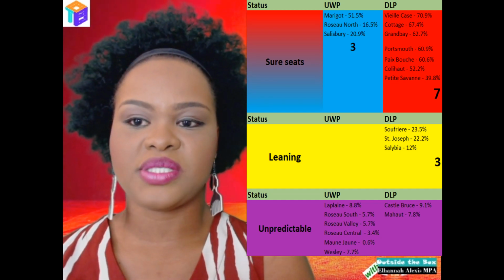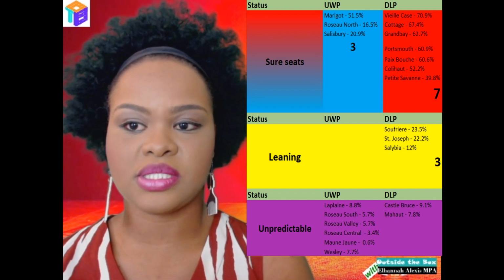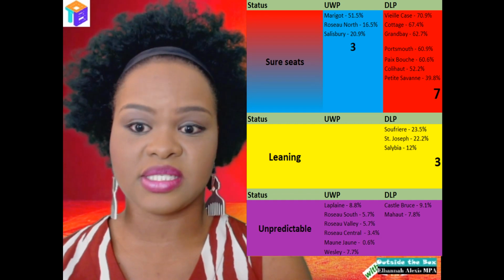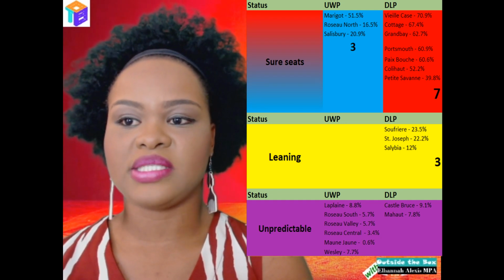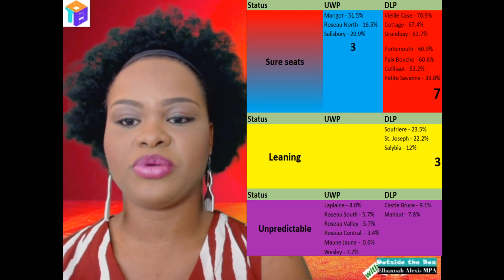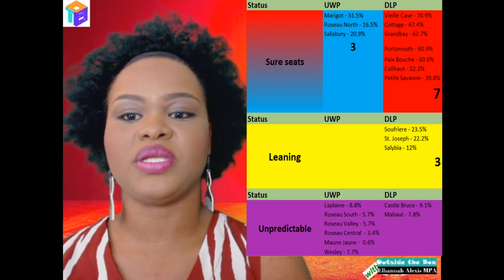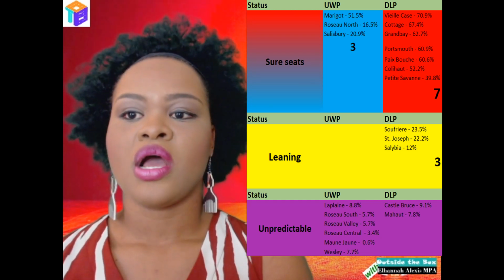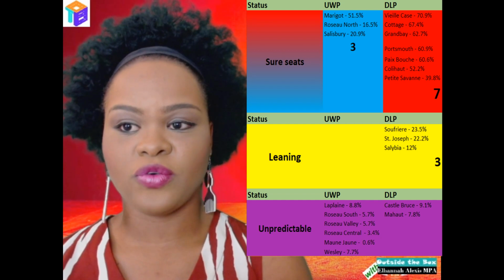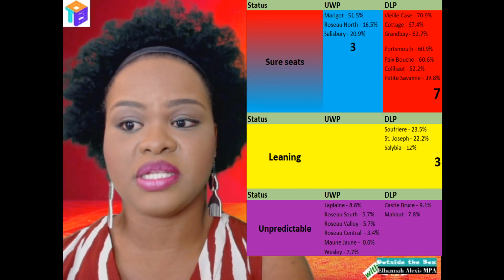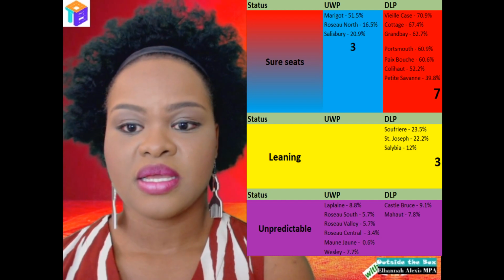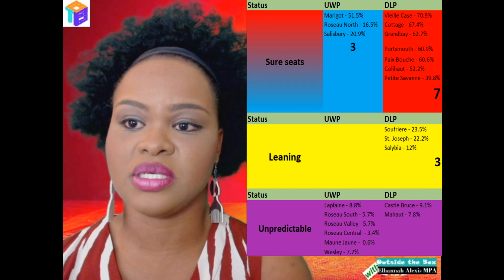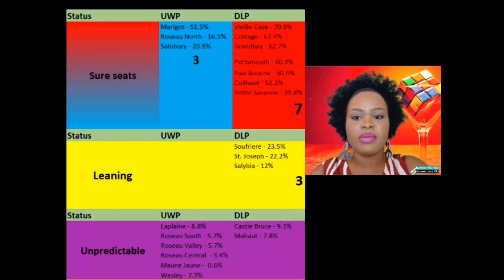Now, if you look at here, you will see under status, you'll see sure seats. I consider these as sure seats because the margin between the two parties is very large. Especially if you look at the DLP side, you'll see Vacas, there's a margin of 70.9%. That margin is the gap between the Dominica Labour Party's share of votes in the last election compared to the United Workers' Party's share of votes. And in those constituencies being strongholds, there's nothing that has happened to cause such a large sway of votes from one party to another.